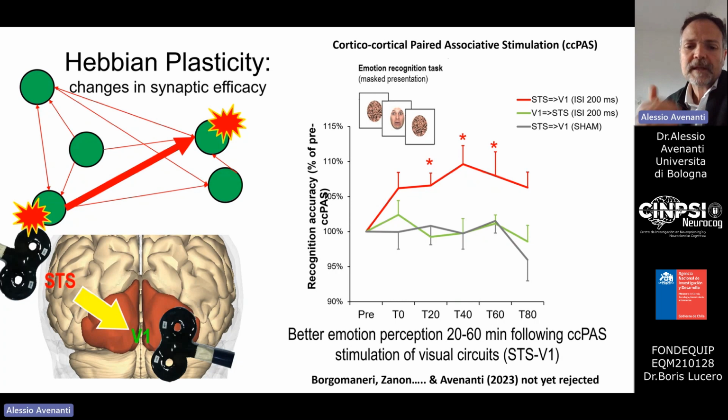And this principle has been replicated in several other regions and networks, even the motor network, for example by stimulating the ventral premotor cortex to the motor cortex. This pathway makes participants better at performing small, accurate actions, so it increased manual dexterity. So this is a principle that works in several networks. Quite an interesting and novel approach.